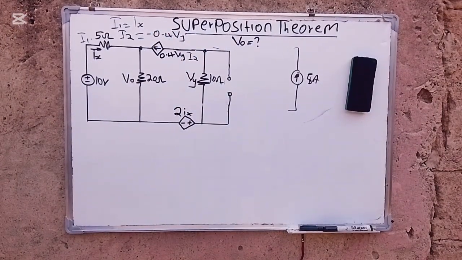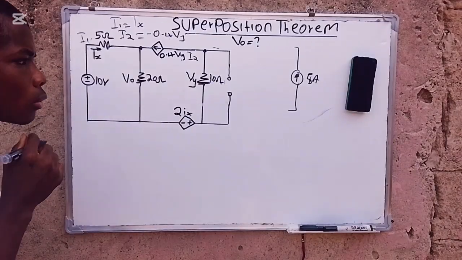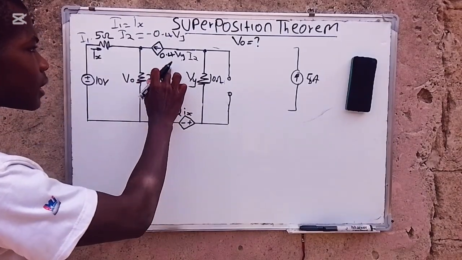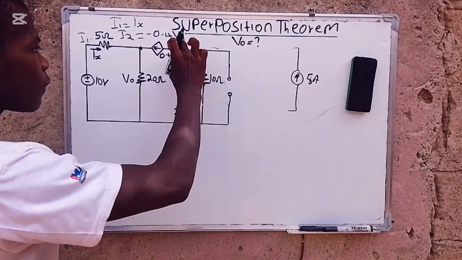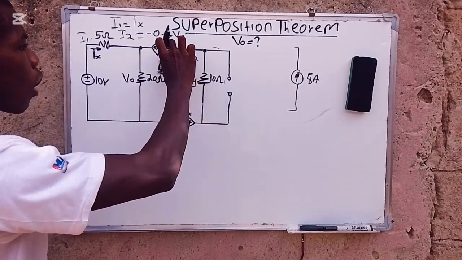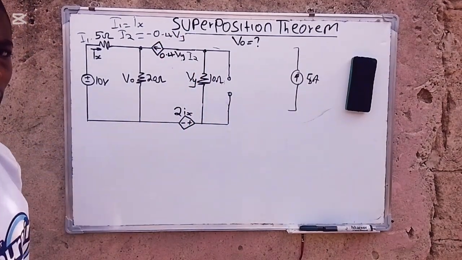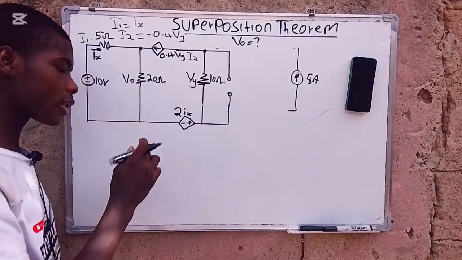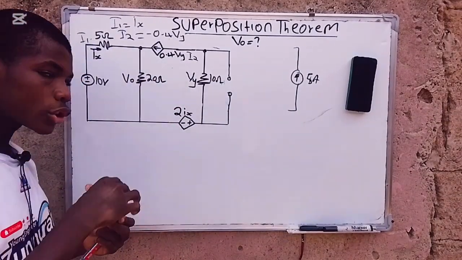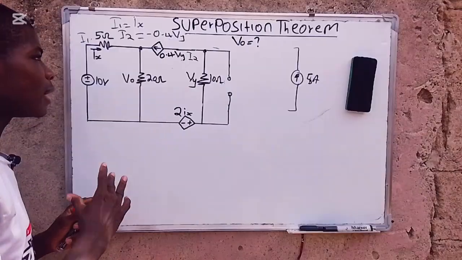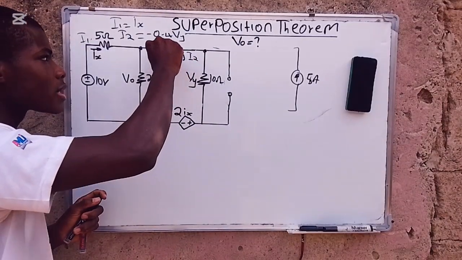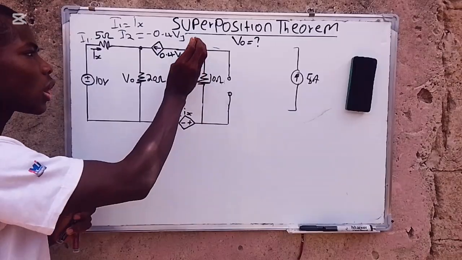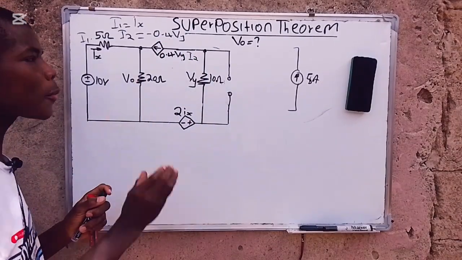So what next? Since I open circuit this current, I have to open circuit this again. The reason is that if I open circuit this, my I2 should now become 0, so therefore I may be able to find I1, because whenever I open circuit this, there is no current flowing in this circuit because it is an open circuit.